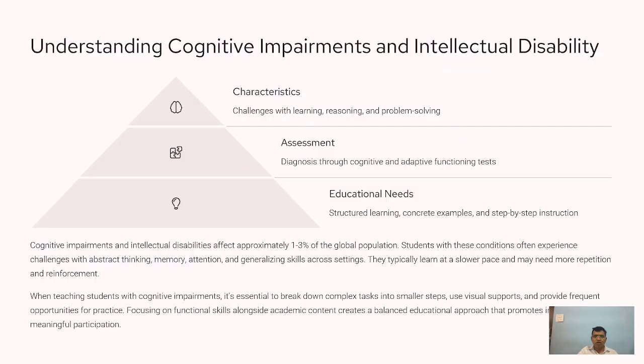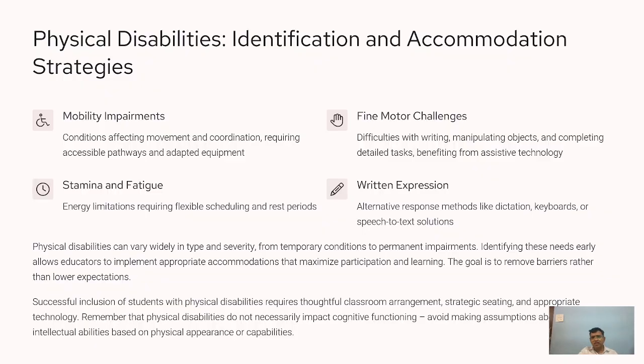So this is about understanding cognitive impairments and intellectual disabilities. First we have to see what characteristics are required, how we can assess the same, and what the educational needs are. So this pyramid says about cognitive impairments. And in this particular slide we are going to discuss physical disabilities, identification and accommodation strategies.